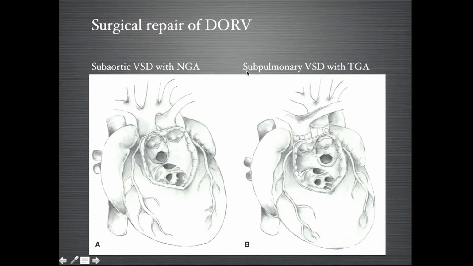In such a situation, this is a subpulmonary VSD with transposition of the great arteries. This one is arterial switch, with the VSD just underneath the pulmonary artery, all ready to switch to the aorta, then close this area. Arterial switch combined with VSD closure is the final decision for a biventricular repair.